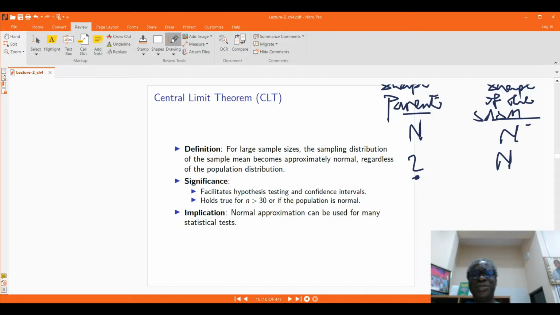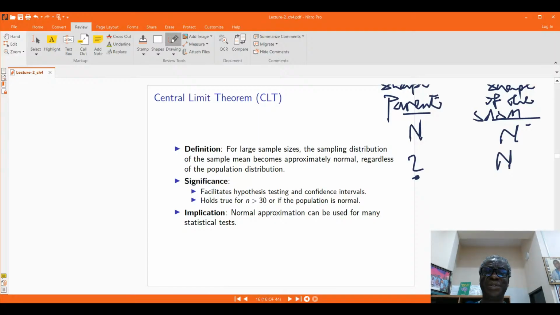And it has two key significances. One, it facilitates hypothesis testing and confidence intervals. When we get there, we will expatiate. So it allows us to test hypotheses. And two, it also helps us to watch out for the sample size.